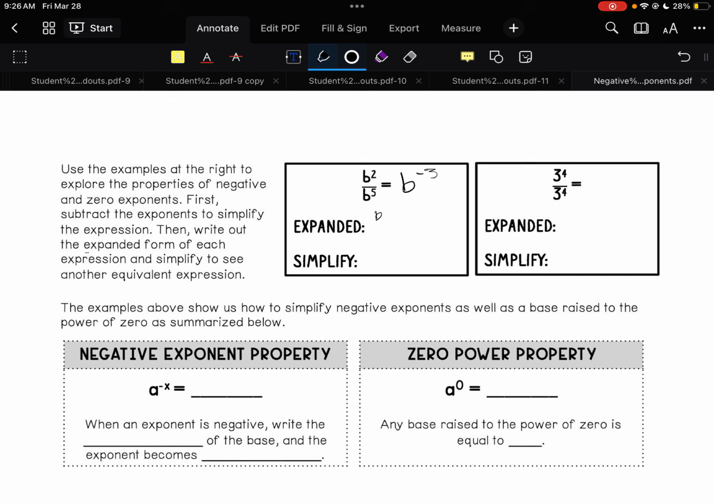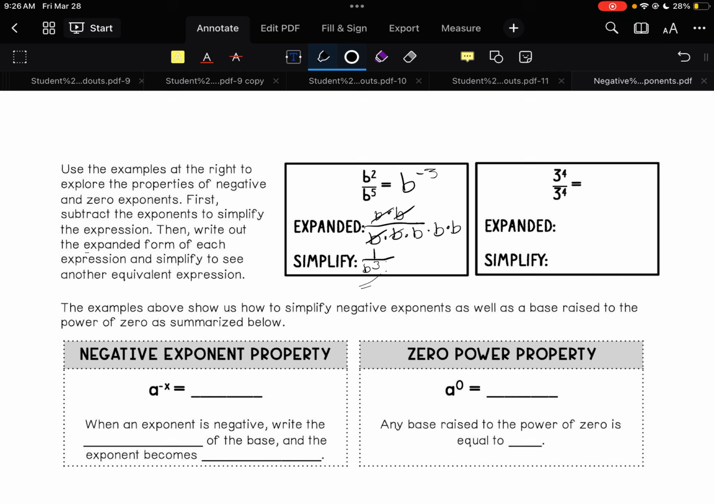So if we did this in expanded form, you have b times b over b times b times b times b times b, 5 times. So you could cross out these two. And you realize you have none on the top, so you could write a 1 for your top exponent. And then 1, 2, 3. So b to the third. So b to the negative 3 and 1 over b to the third here are the same thing. If the exponent is negative, it just means the base is in the bottom.